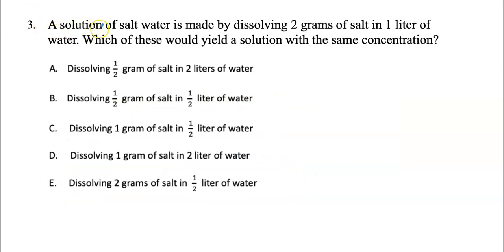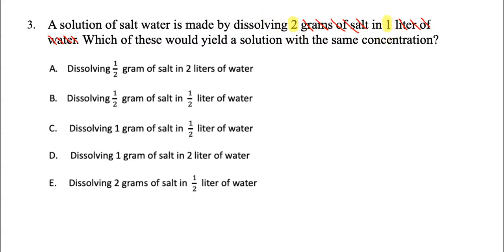Question 3. A solution of salt water is made by dissolving 2 grams of salt in 1 liter of water. Which of these would yield a solution with the same concentration? Do not let the grams of salt and the liters of water throw you off. I'm going to cross them out. What we're really doing is comparing two numbers, the 2 and the 1.